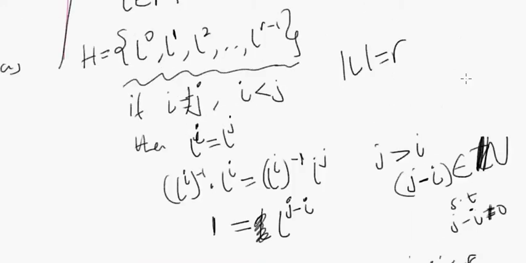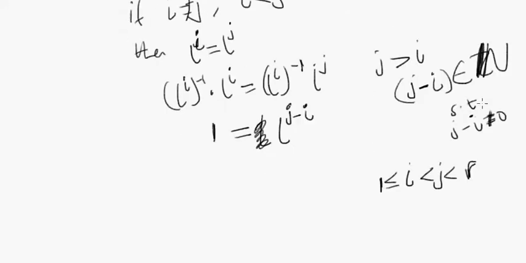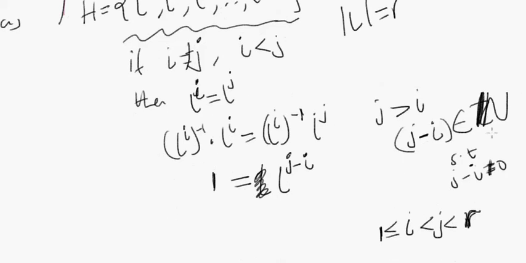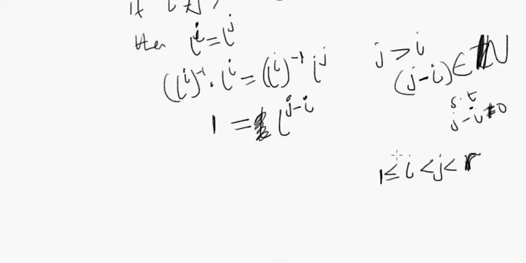If we're picking i and j here, what's the order of l? The order of l was R. We're saying that i is less than j, and j has to be less than R, and i can be at least 1. If that's true, can we also say that j minus i is less than R?